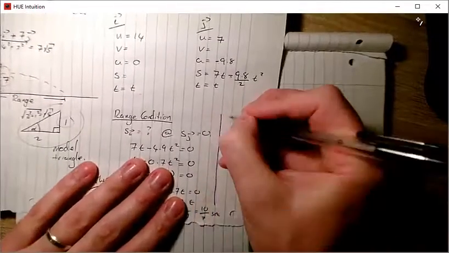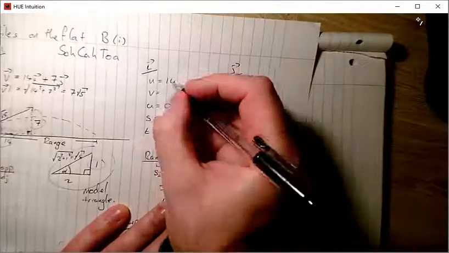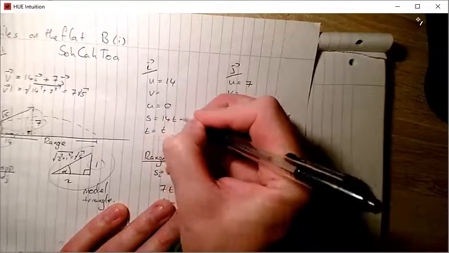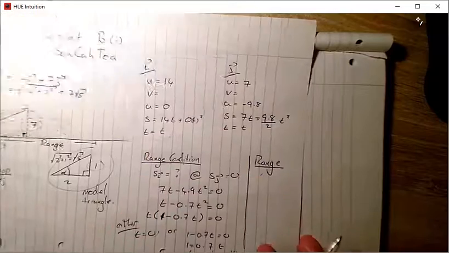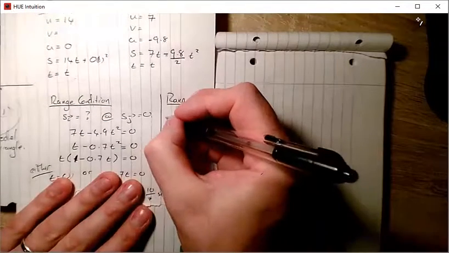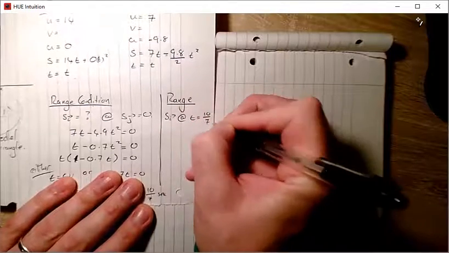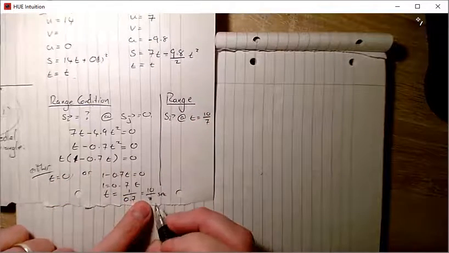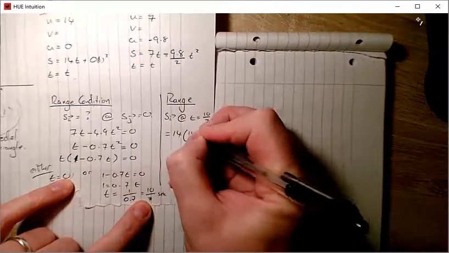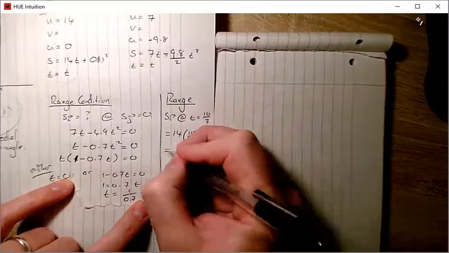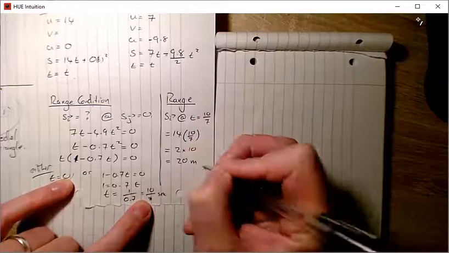So what's our range, which is what they've asked for? Well, that's displacement in the i direction, which is ut plus a half of 0 times t squared, which is just 0. So it's 14 times t. So the range here is the displacement in the i direction at t equals 10 over 7, which is the time at which we land. That is going to be 14 times 10 over 7. A common factor of 7 top and bottom leaves us with 2 times 10, so 20 meters is our range.